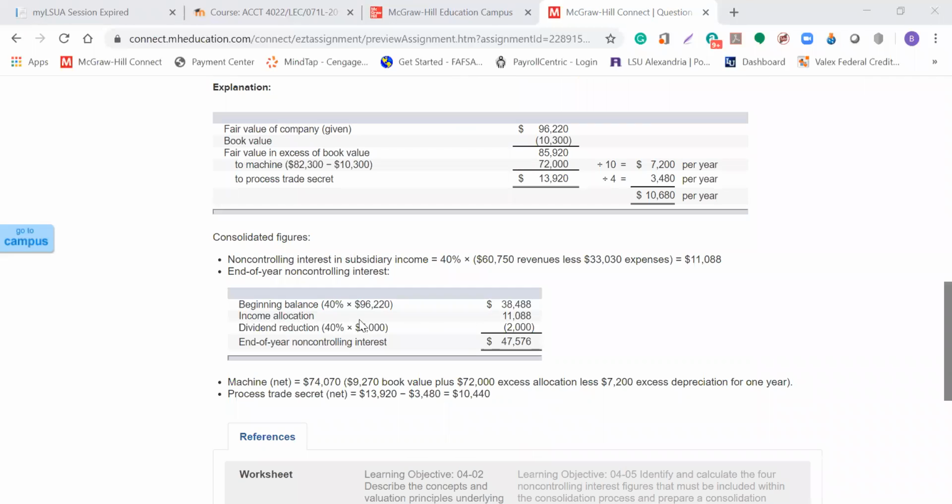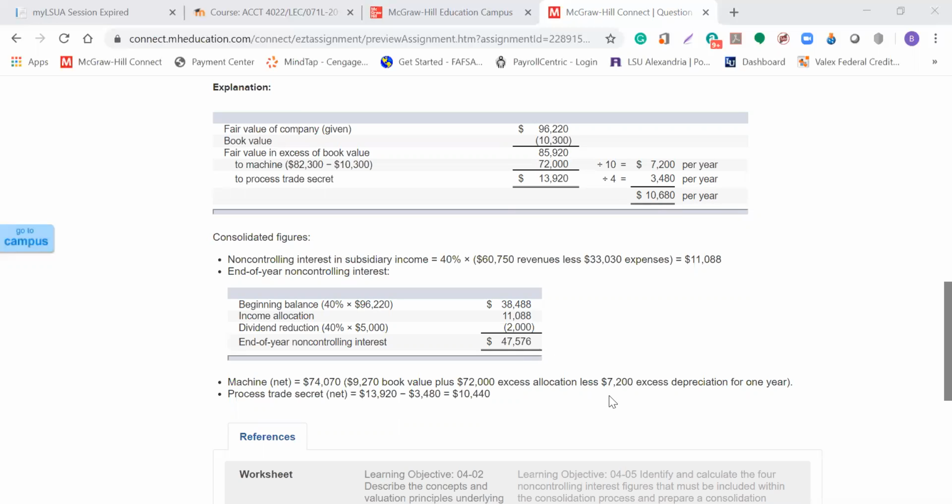At 40%, the $96,220 gives you $38,488. And the income allocation is $11,088. A dividend reduction of $2,000, which is the 40% of the $5,000, gives you a year-end non-controlling interest of $47,576.